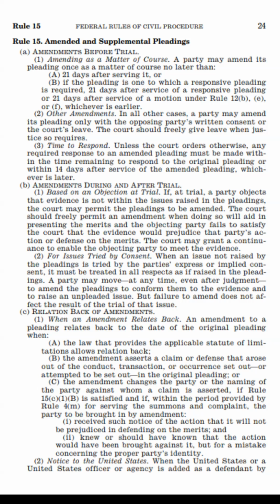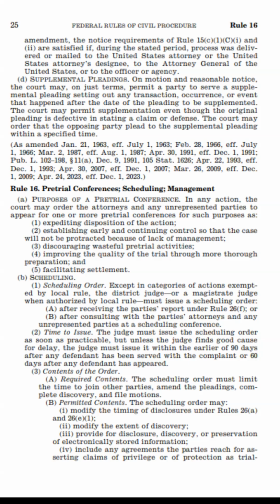2. Notice to the United States. When the United States or a United States officer or agency is added as a defendant by amendment, the notice requirements of Rule 15(c)(1)(C)(i) and (ii) are satisfied if, during the stated period, process was delivered or mailed to the United States Attorney or the United States Attorney's designee, to the Attorney General of the United States, or to the officer or agency.